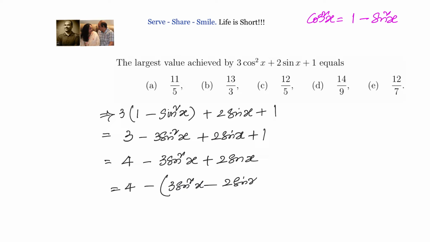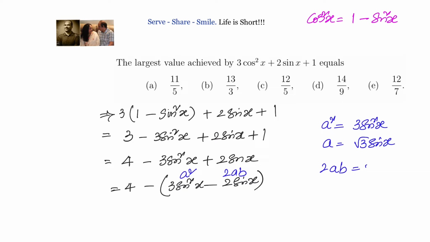Now we have an uncompleted square here inside the bracket, so we have a square minus 2ab terms. We need to identify our b square term so that we have in brackets a perfect square. So let's try to identify the value of b. For that we write down a square is 3 sin square x, that will give us a is root 3 sin x. 2ab is 2 sin x, that will give us ab equals to sin x. But we know a is root 3 sin x. Comparing, we will get b equals to 1 by root 3.